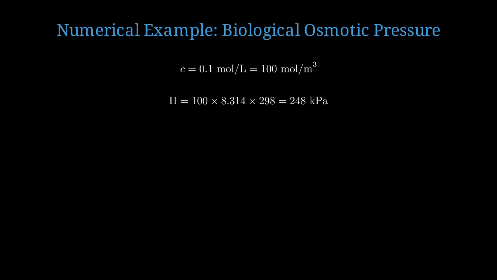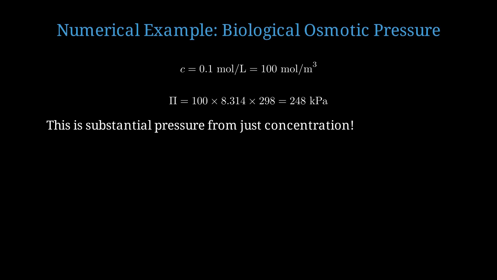Let's calculate a typical biological osmotic pressure. Consider a concentration difference of 0.1 molar at room temperature of 298 Kelvin. The concentration is 0.1 molar, which equals 100 moles per cubic meter. Multiplying, we get pi equals 100 times 8.314 times 298, which equals approximately 248 kilopascals. That's about 2.5 atmospheres of pressure. This is substantial pressure generated purely from concentration differences. It's comparable to the pressure at 25 meters underwater.